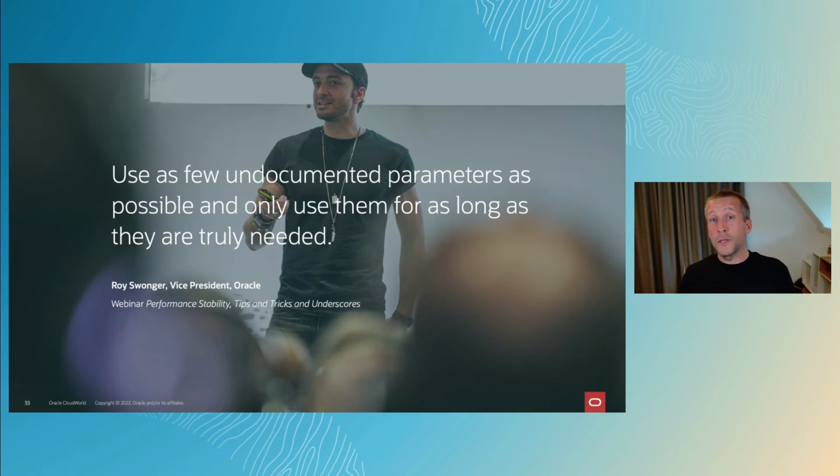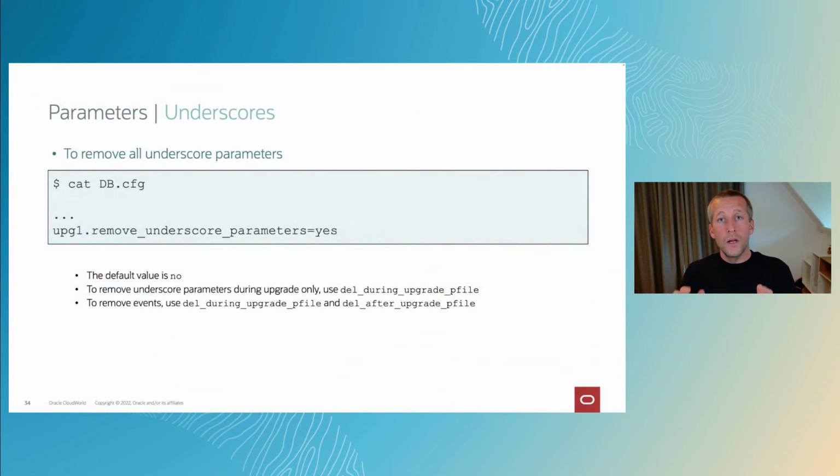Now, some of those parameters that you have in the database might be undocumented parameters or underscore parameters. And there might be very good reason for using underscore parameters, but when you introduce an underscore parameter, you should also develop a plan on how you can get rid of that parameter, either via a patch or when you eventually upgrade. If you introduced an underscore parameter to solve a specific bug in a previous release, you might want to get rid of that underscore in the new release if the bug has been fixed.